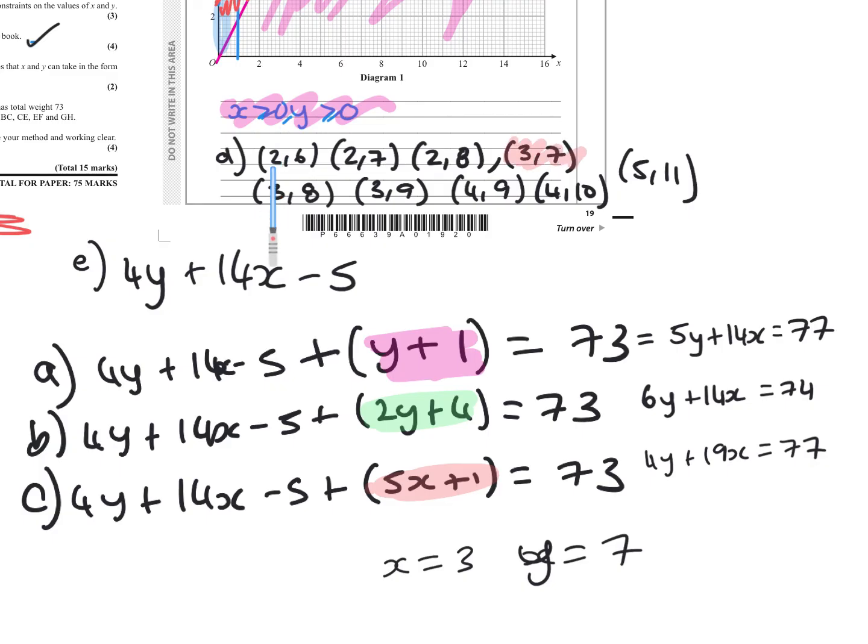Now, what I'm hoping is you would have started from here and worked your way up, so you only test 4 lots of points. I can't believe that there isn't a quicker way. Sorry, guys, that's the only thing I've got. But well done. Good luck.